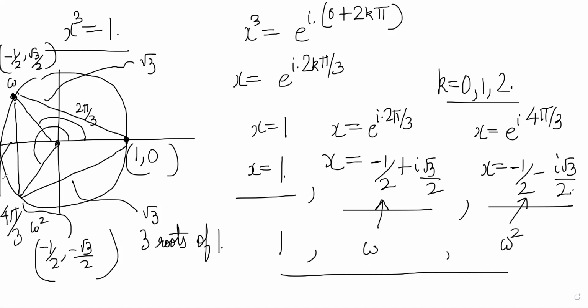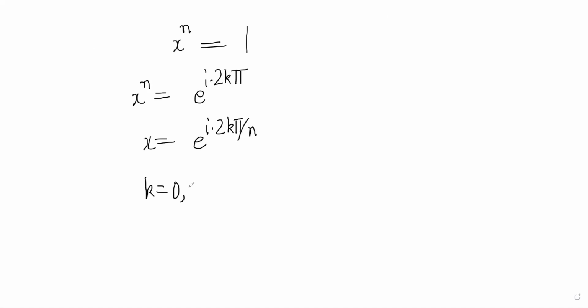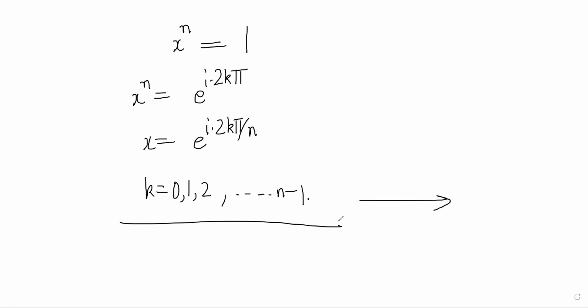In general, what we can say is, I have x power n equal to 1. I can find all the roots, and all the roots will be found by this method. This is e power i 2k pi, and x will be equal to e power i 2k pi by n, where k can be 0, 1, 2 till n minus 1. If you put further values of k, you will get repeated roots. The same thing will come again.